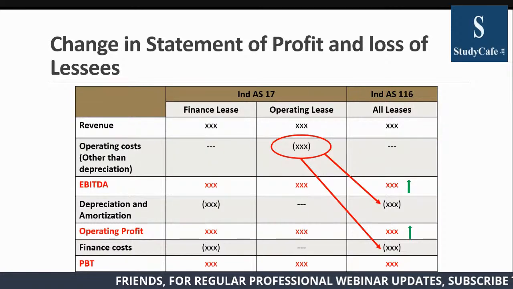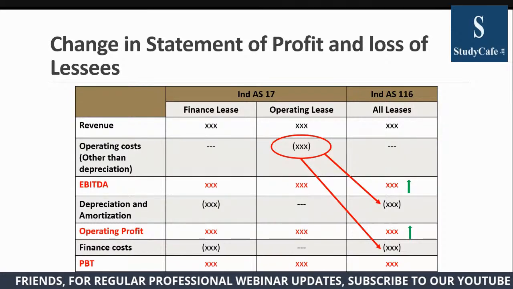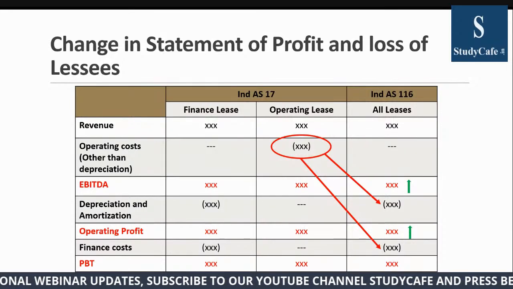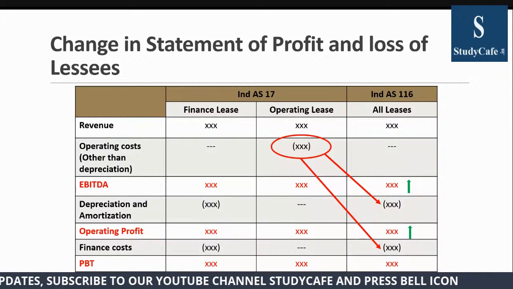Mr. Harsh Dedia, no impact on P&L. So there will be impact on P&L as we just discussed. The EBITDA will improve and the operating profits will improve.